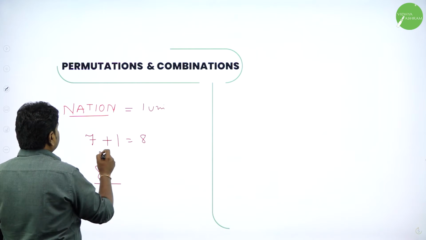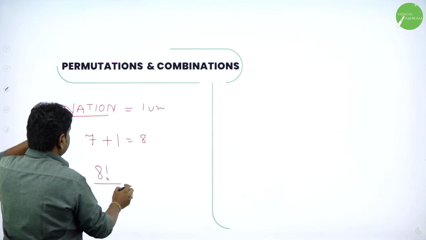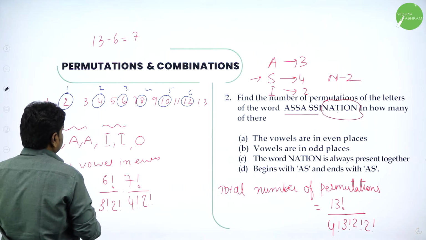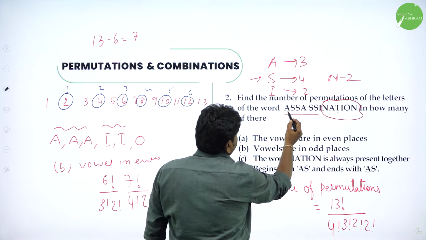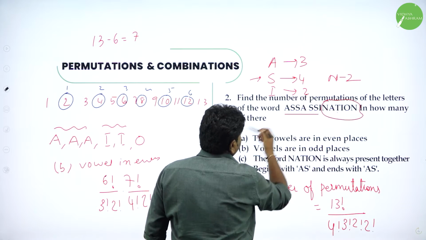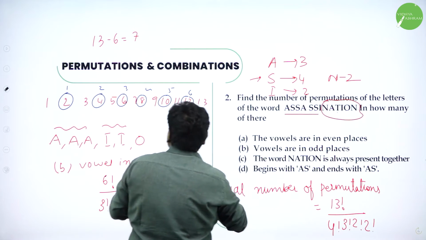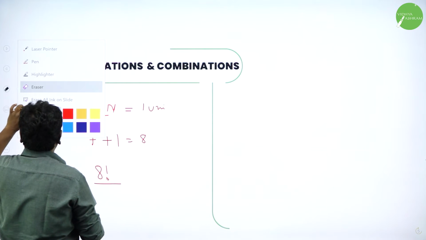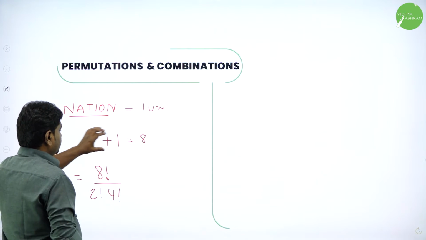But in this nation, 1 unit, other than nation, we have A 2 times and S 4 times, so 2 factorial into 4 factorial. So 7 plus 1, 8 units.